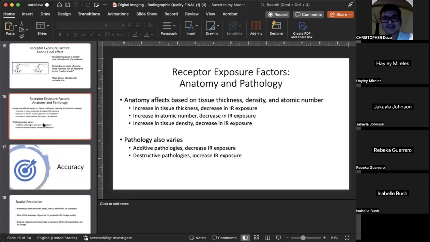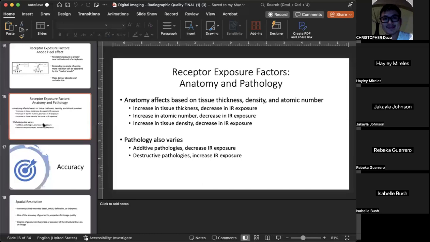With anatomy and pathology, if you increase tissue thickness, increase atomic number, increase tissue density, that's more that gets put in between the source and the X-ray plate, right? And so when that happens, there's a decrease in IR exposure. There's more to go through.